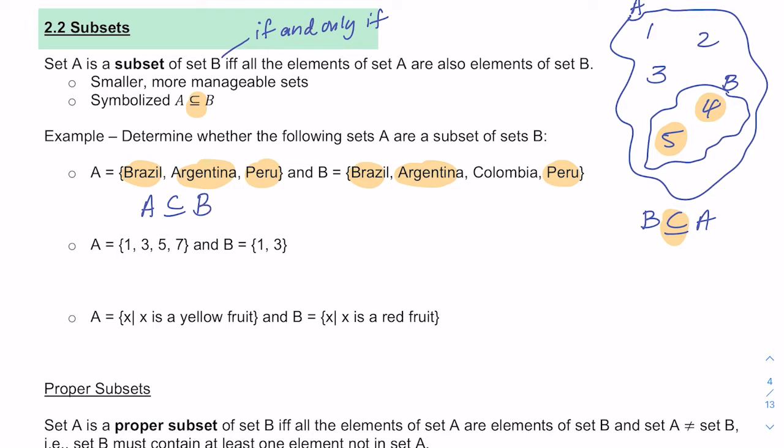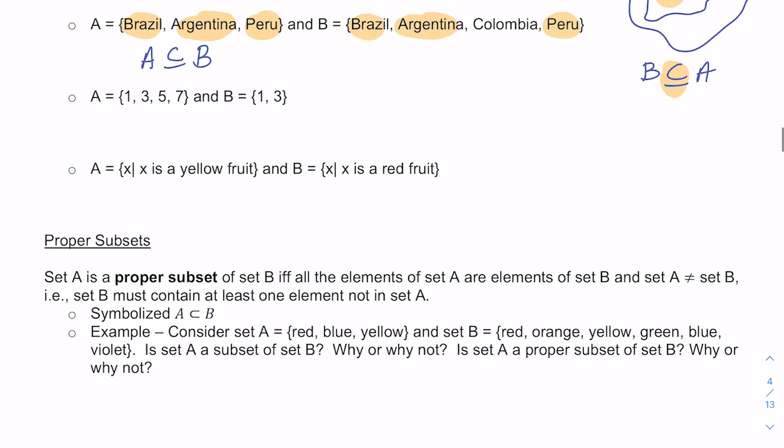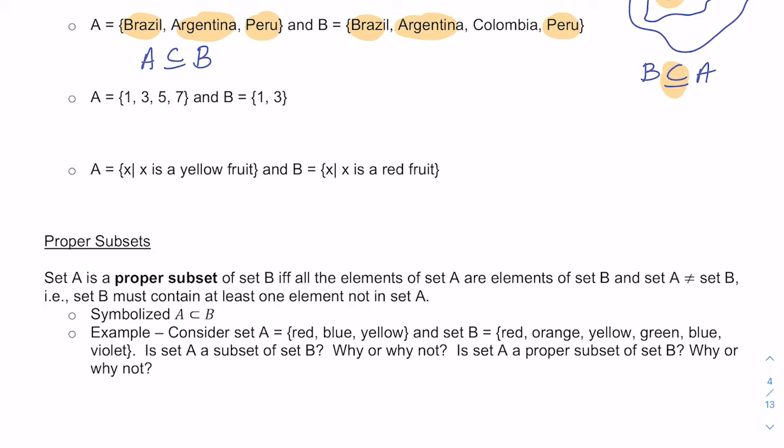If I look at the next example, set A is 1, 3, 5, and 7, and set B is 1 and 3. So in this case, A is not a subset of B. I'm going to put the subset symbol with a slash through it. The reason it's not a subset is because A has two more elements in it, 5 and 7, that B does not. B shares 1 and 3, but it does not share 5 and 7. To correct this, I could say B is a subset of A. That would be true because A is the larger set, and the elements of B are also in A.